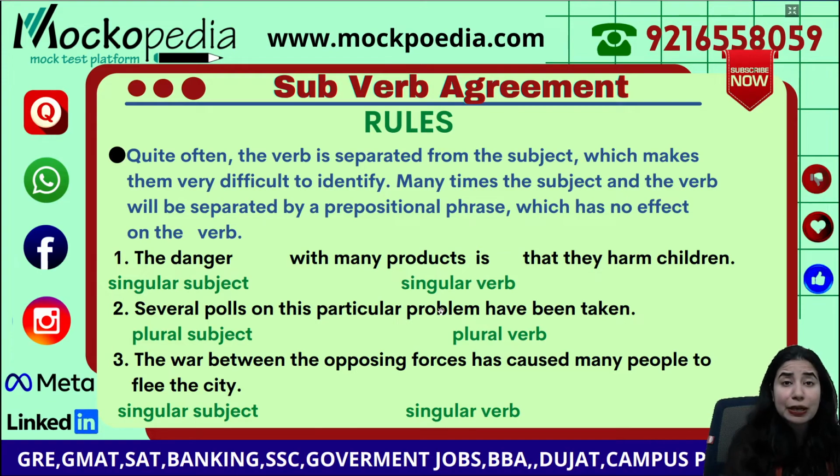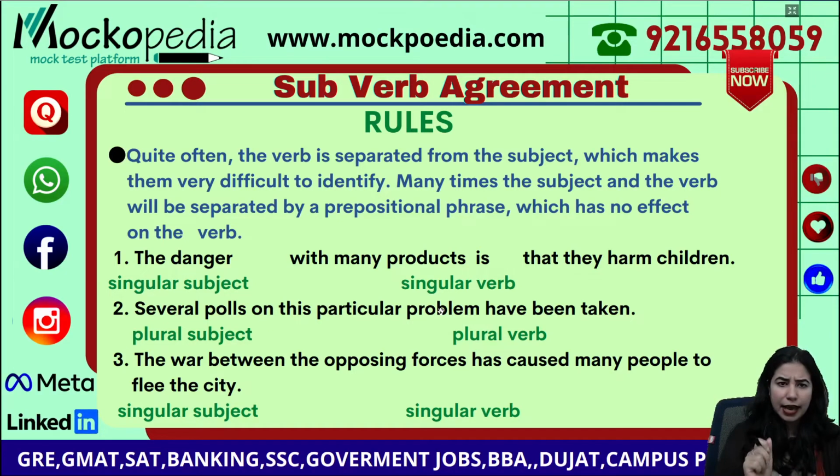The first sentence that you can see on the screen states: the danger with many products is that they harm children. Now what is the subject? Danger. I'm sure you are able to guess this. Now what is the prepositional phrase? With many products. I'm sure everybody is able to see this. So now what did we learn? That the singular subject should have a singular verb. So the singular subject is danger, and the singular verb is is. So that means the sentence is correct. What do students do? They make this mistake: instead of agreeing the subject with the verb, they make the verb agree with the noun present in the prepositional phrase.